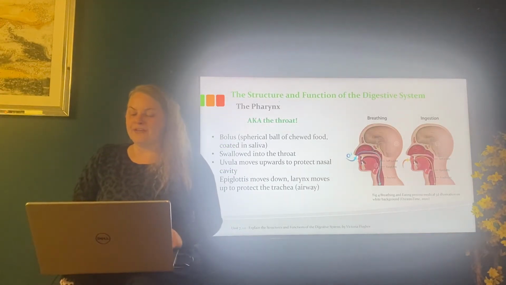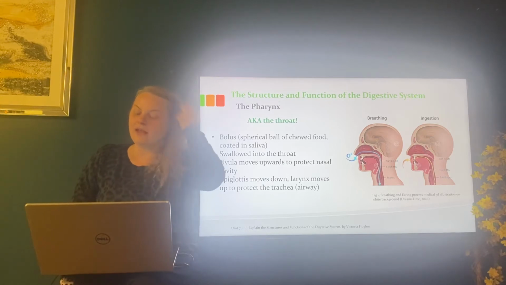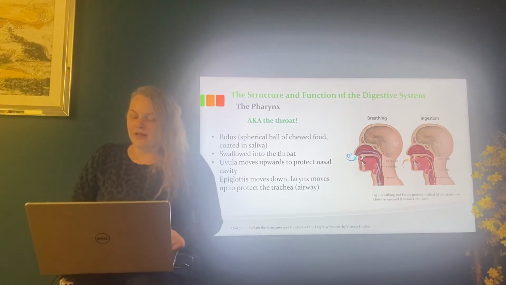Once the food has been broken down in the mouth, it is swallowed and becomes known as the bolus. The bolus is a spherical ball of chewed food coated in saliva, making it easier to swallow. The tongue pushes the bolus towards the pharynx, also known as the throat, and the uvula, part of the soft palate, moves upwards to ensure that the food doesn't enter the nasal cavity. The epiglottis, which is normally pointed upwards to allow air to enter the trachea for breathing, moves downwards and the larynx moves up. This ensures that the bolus does not enter the airway and prevents choking.